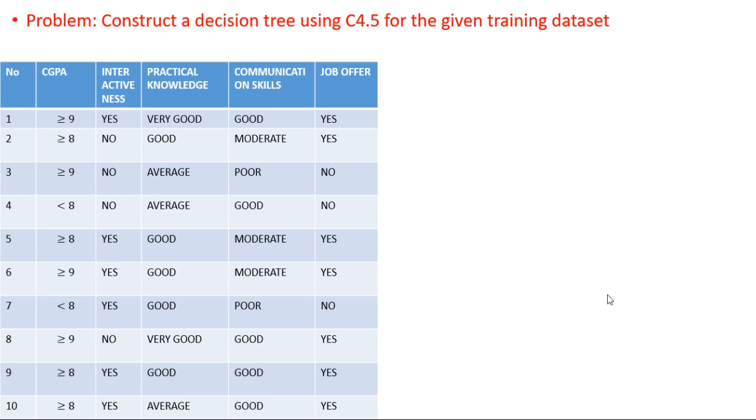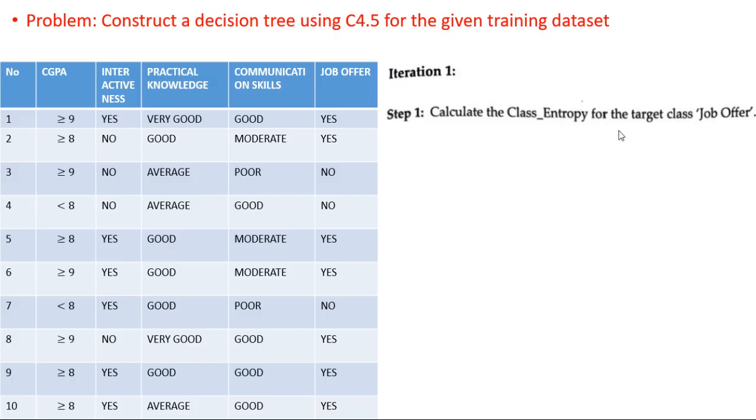So let's look into the problem to understand this algorithm better. See, this is the training data set which is given. This is the same data set that we have used in the previous problem on ID3 decision tree. So for the same training data set, now we are applying the C4.5 decision tree. So let's construct a decision tree using C4.5 algorithm. So the first step, as I said, will remain the same as in ID3. Let's start with iteration 1.